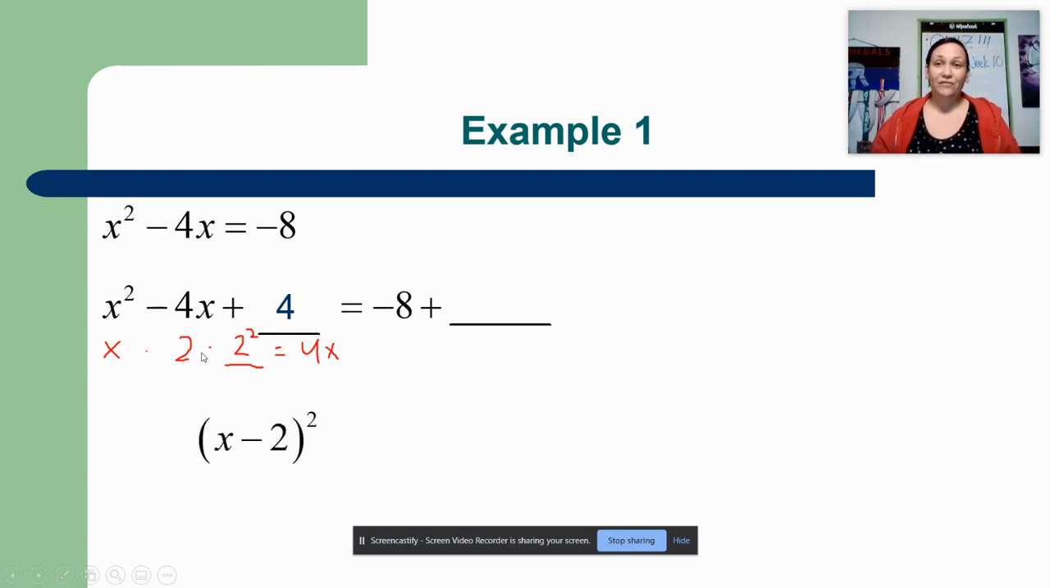We can use this information to now write the factored version of the left side of the equation. So (x minus 2) squared is the factored version. And then don't forget that whatever number you put in the blank spot on the left side, you have to put the same number in the blank spot on the right side. So make sure that you have that number 4 over here. And when I add these two numbers together, negative 8 plus 4, I get negative 4.